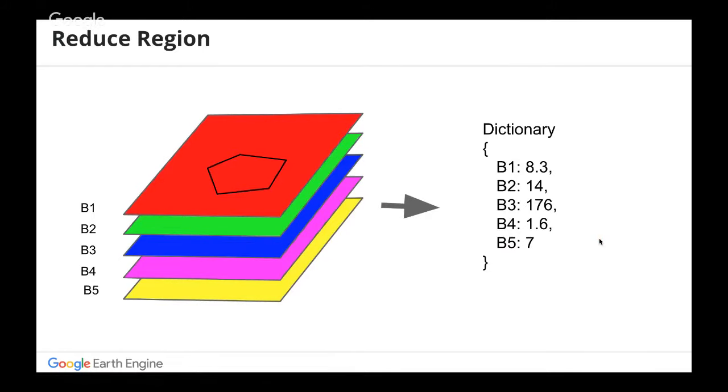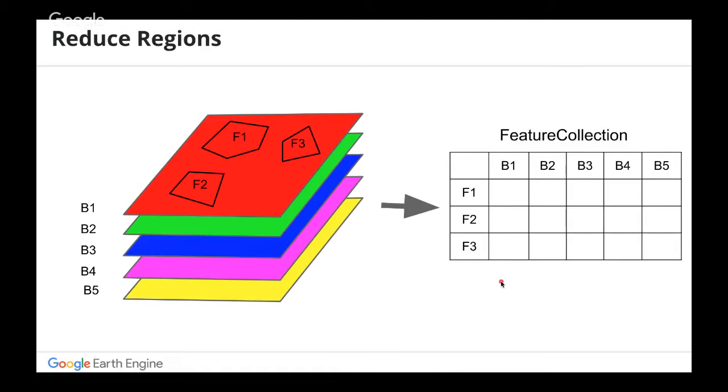You can reduce a region. So this is a spatial reduction or a spatial aggregation. So say this is your input image, and this is your region. And what you want is the mean of pixels inside that region. That is a spatial reduction, and that is implemented with the reduce region function. And what you get out is a dictionary. The keys in the dictionary are the band names of the image, and the values in the dictionary are the output of the reducer, so the mean of pixels in that region, or the max or the min, or whatever kind of reducer you use.